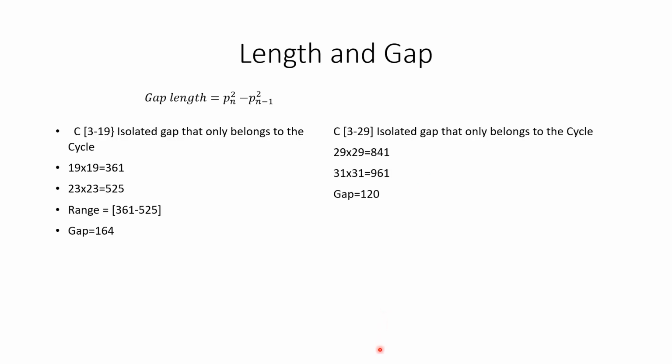Here you have the equation for the gap length, this one here, and two computations for the gap. One is for the cycle of 3 through 19, and the other one for the cycle of 3 through 29. Here the gap decreases a little bit, but really when you go up in prime numbers, it's going to be increasing and increasing.